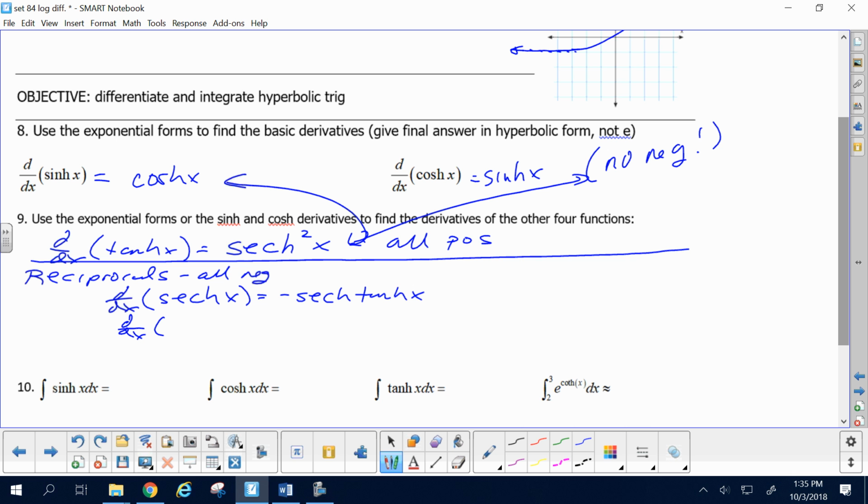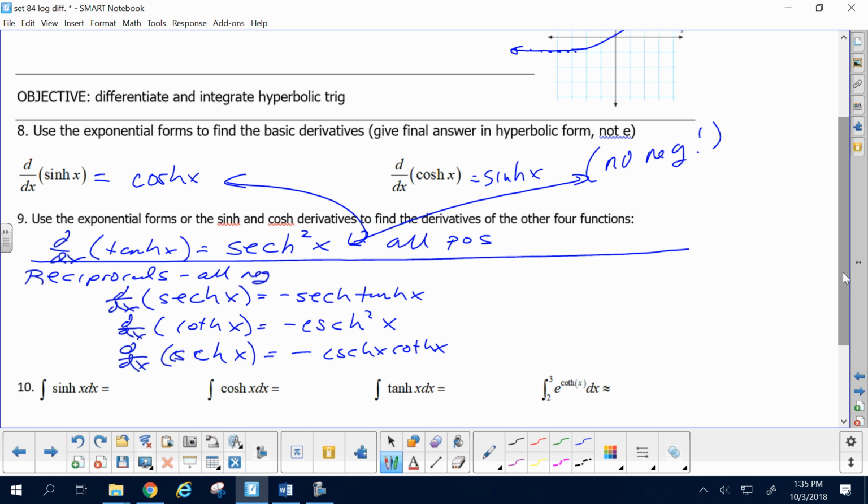The derivative for hyperbolic cotangent. What was it? Is it normal negative cosecant? Yeah, it is. It's negative. Hyperbolic cosecant. And the derivative of hyperbolic cosecant is negative cosecant cotangent. Checkity check.